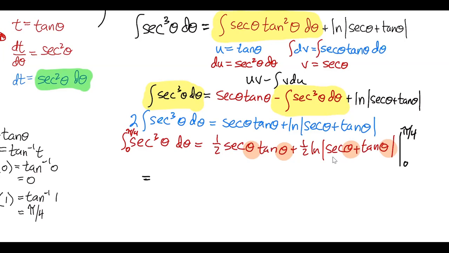That's the same idea here. All right. So 1/2 secant pi over 4 tangent pi over 4. If you know these facts, that's great, because then you could just cancel stuff out on the fly. Plus 1/2 natural log of secant pi over 4 plus tangent of pi over 4.